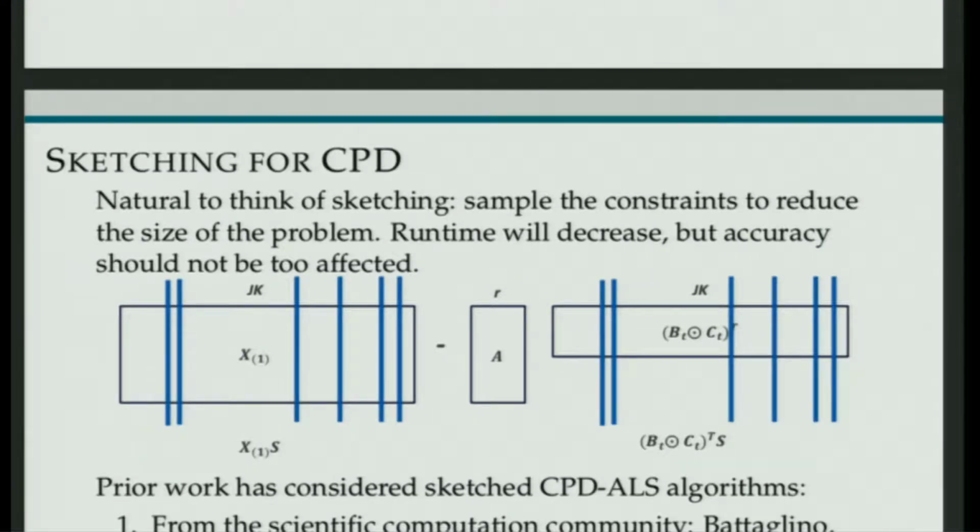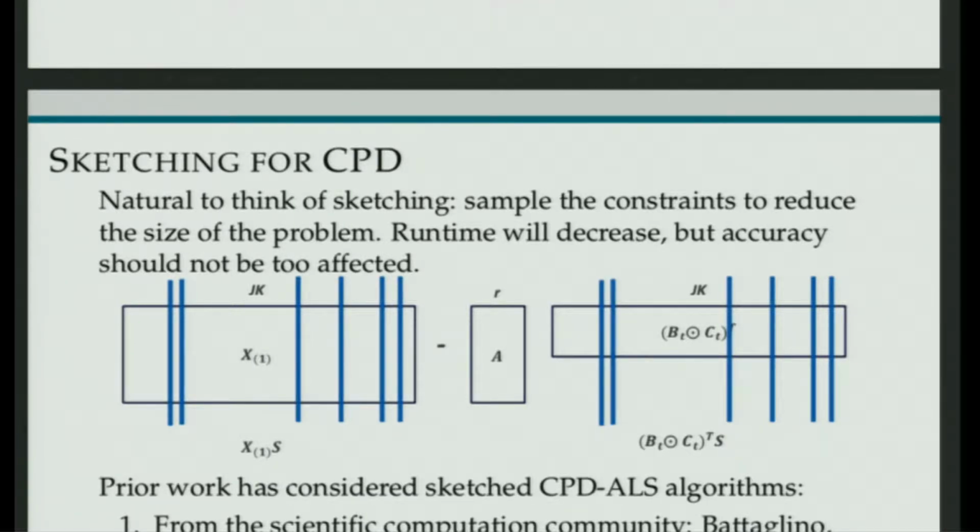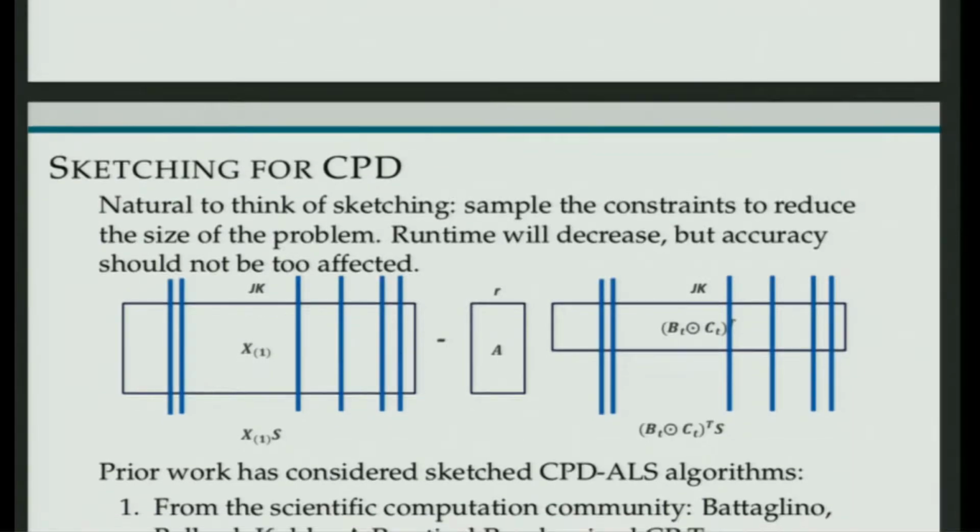Okay, so then it's natural to think of using sketching. So we can sample constraints to reduce the size of the problem, or we can mix and then sample. So in the matrix setting, what happens is that the runtime will decrease because we only do one solve, and that's a smaller solve, and the accuracy isn't too affected. We know that the solution has to be less accurate than the optimal solution, but we can show that it's not going to be much less accurate.